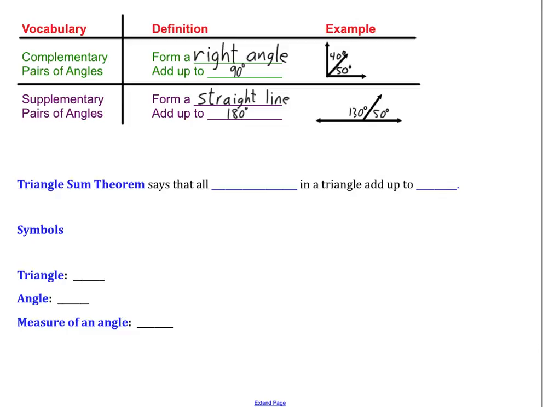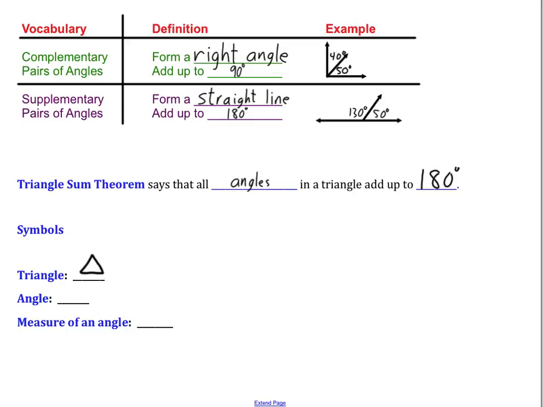Another place is in the angles of a triangle. You probably already know that the triangle sum theorem says that all angles in a triangle add up to 180 degrees. So those are three places where sums of angles are going to be important. Some symbols that we use when dealing with angles and triangles.